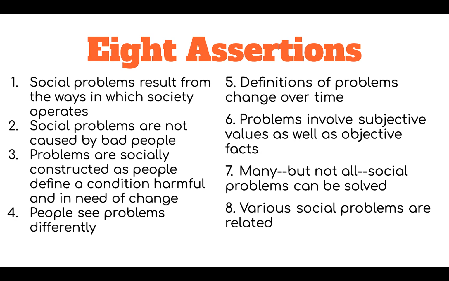Okay, moving to the 8 assertions they speak about in the chapter. I want to make sure I go through these clearly because this is really connected to understanding the basics of why we are talking about social problems. So the first of the 8 assertions is that social problems result from the ways in which society operates.